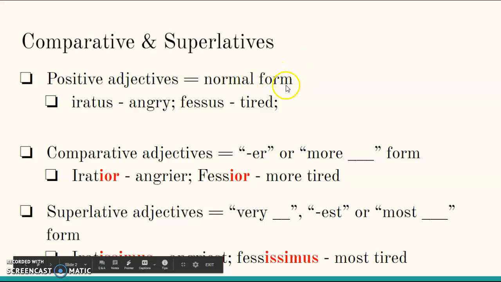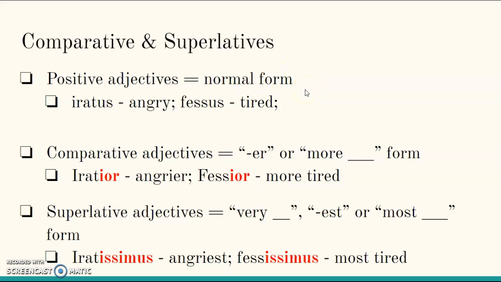A positive adjective is its normal form, what you normally think of with an adjective. For example, in Latin, you have the words iratus and fessus, meaning angry and tired. This is what it looks like. Iratus and fessus is how these words would come up or appear in your vocabulary list. And it's the most common version. This is what we call the positive degree of the adjective, just the normal version that you get.